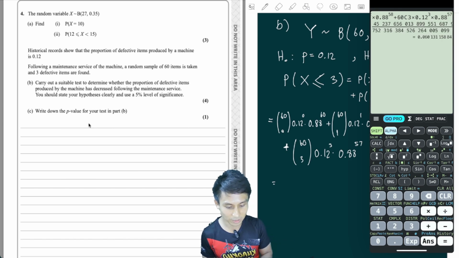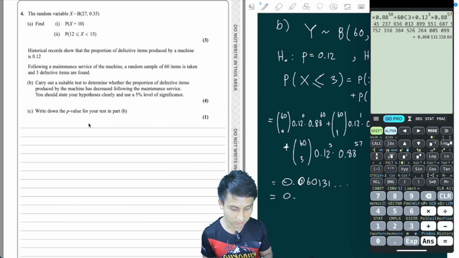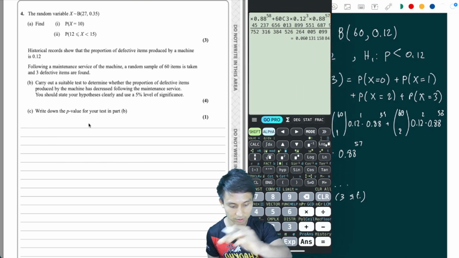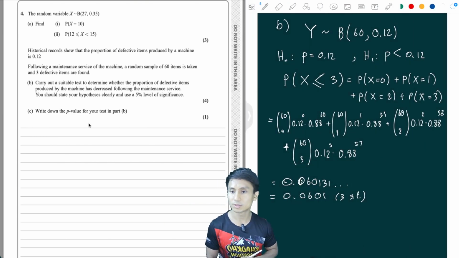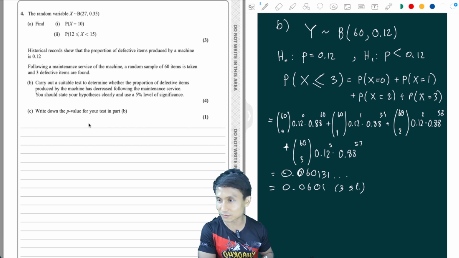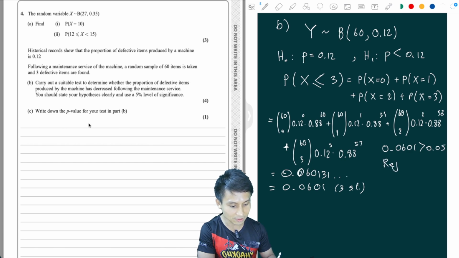That's it. So that is the probability there, which is 0.060131, blah, blah, blah. I'm just going to round that to 0.0601. Again, 3 significant figures. Calculator is done. Okay, there you go. Now, of course, we know that this is larger than the level of significance, right? So 0.0601 is greater than 0.05. So we reject, no, not reject, we accept, right? Because it's not smaller. We only reject when it's smaller than the level of significance. So we accept H naught.